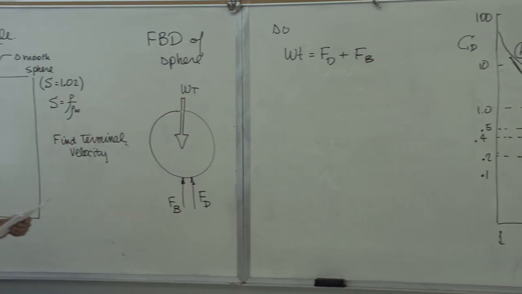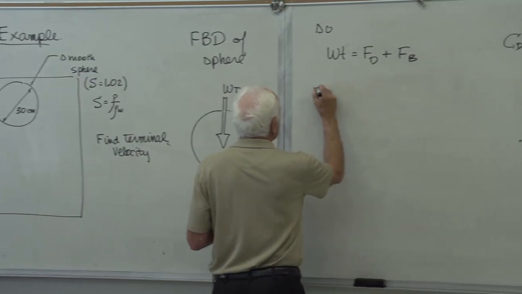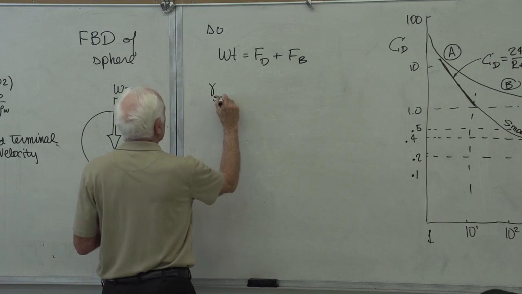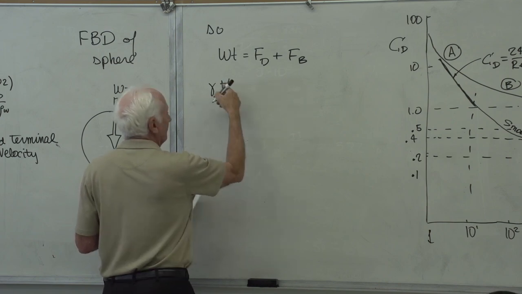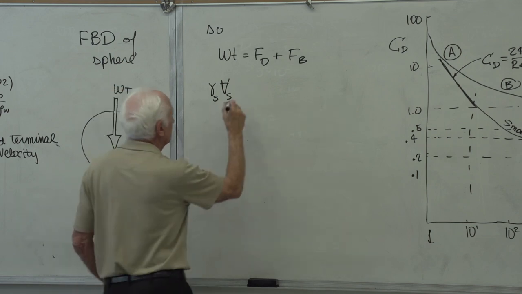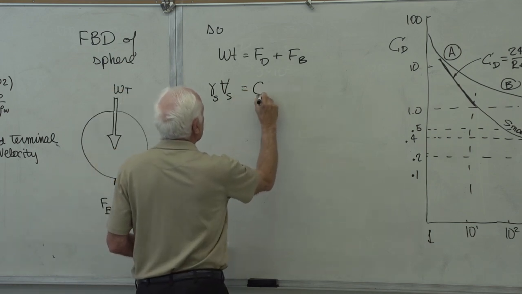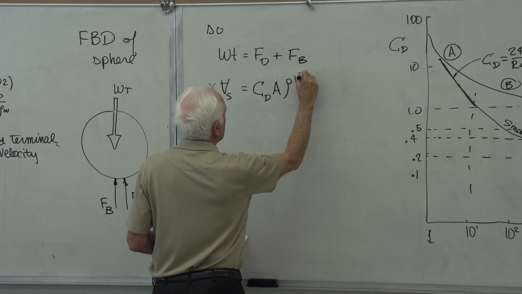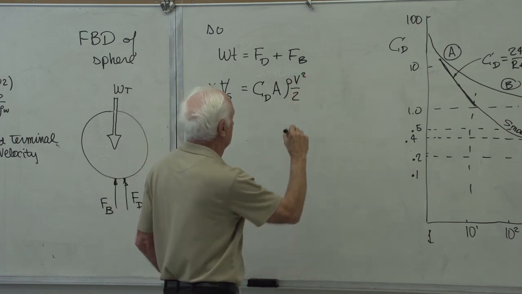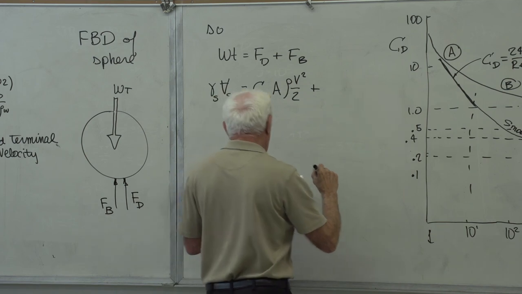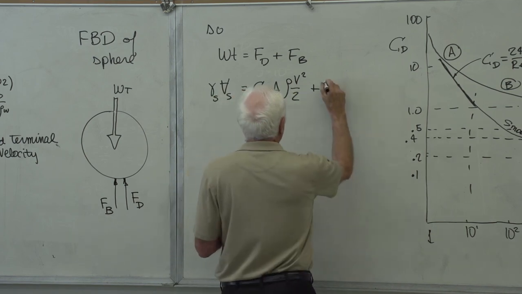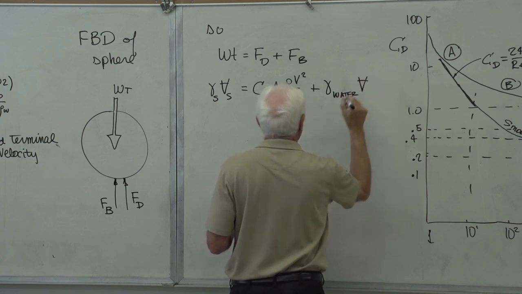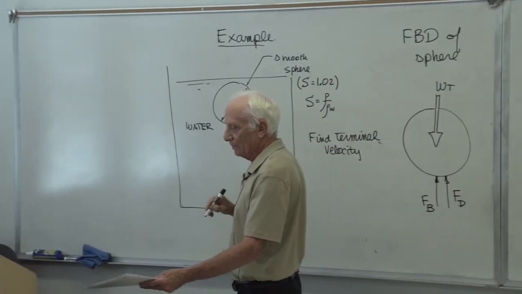Okay, let's do them one at a time. The weight: gamma of the sphere times the volume of the sphere, volume with a bar over it, so it's not like velocity. The drag force: C sub D times the correct area times rho V squared divided by 2. The buoyant force is gamma of water times the volume. The volume what? The volume being displaced by the sphere.